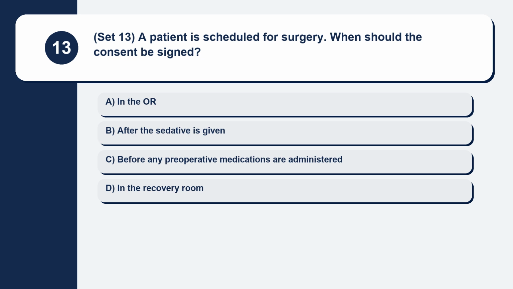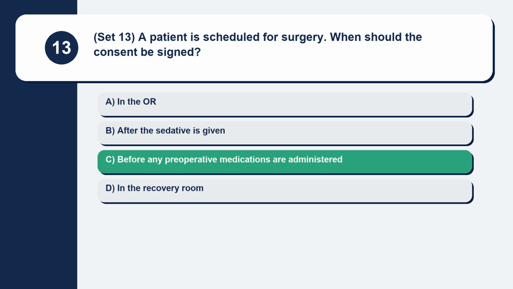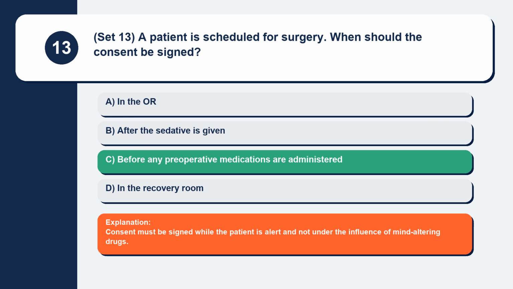Question 13. Set 13. A patient is scheduled for surgery. When should the consent be signed? In the OR, after the sedative is given, before any preoperative medications are administered, in the recovery room. Consent must be signed while the patient is alert and not under the influence of mind-altering drugs.